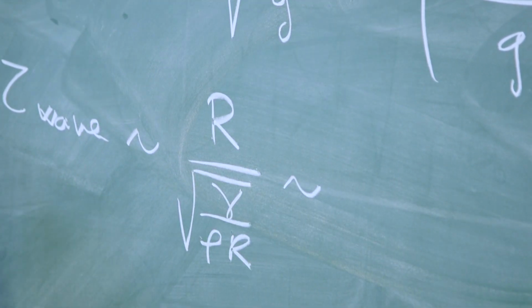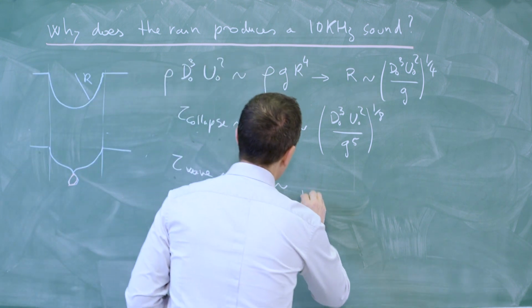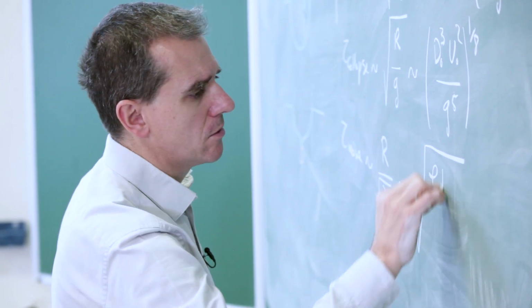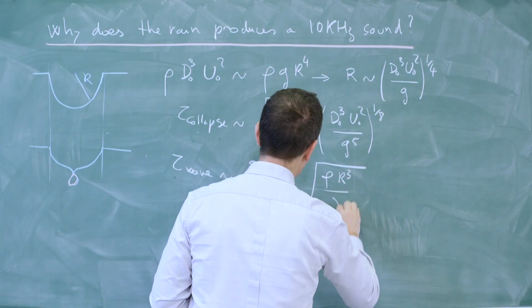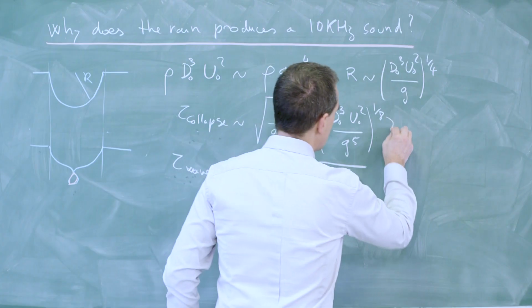And so this gives you a characteristic time of propagation of the wave that goes like square root of rho times r cubed divided by gamma. In order to entrap the bubble, the characteristic time of propagation of the wave must be smaller than the characteristic time of collapse of the cavity that we have created.